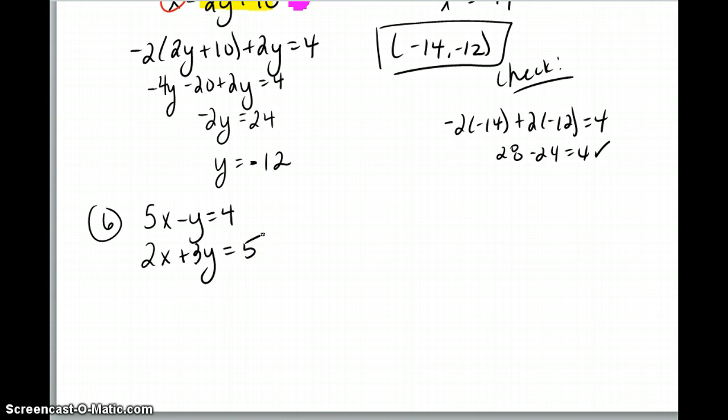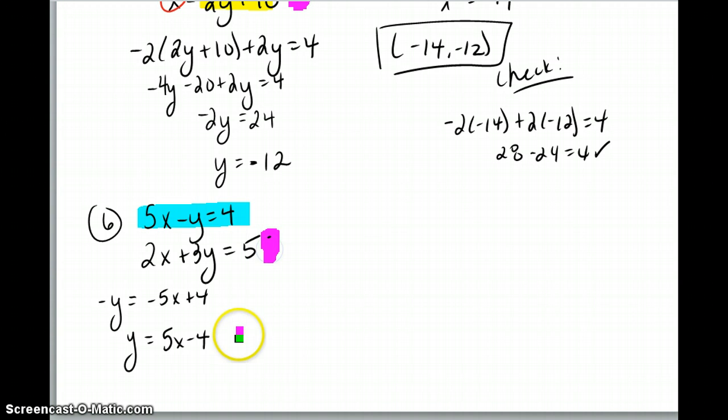Okay. And once again, you're going to look for a variable that's isolated. We don't have one, so you're going to look for a coefficient of 1 or negative 1. And we have one right here. But the key thing here is notice that this coefficient is a negative 1. So I have to do a couple things in order to solve and isolate that variable. So I get y to equal 5x minus 4. So here's one equation I'm working with, and then here's the other.